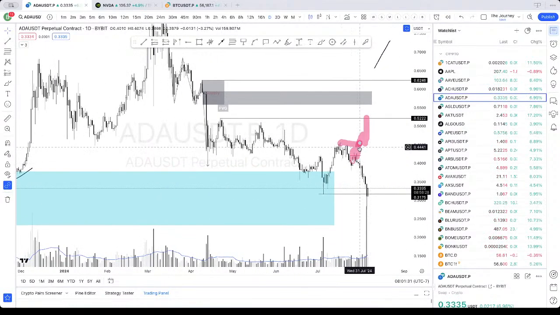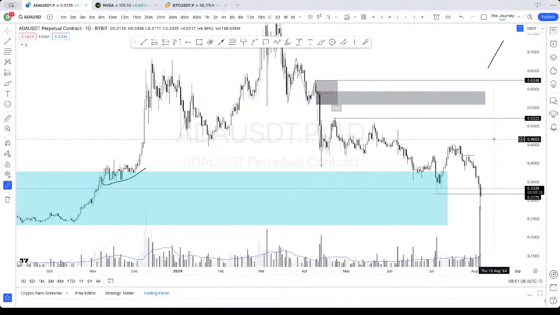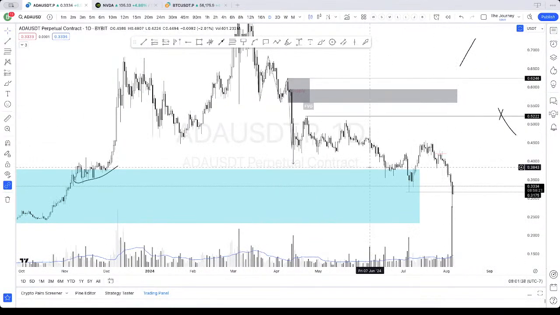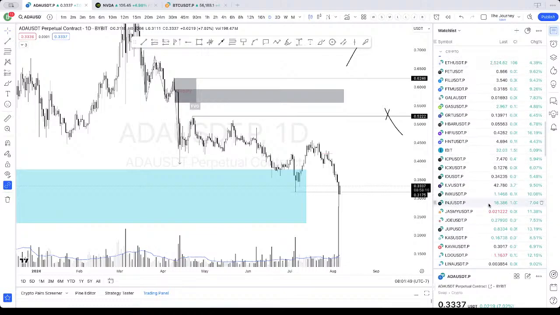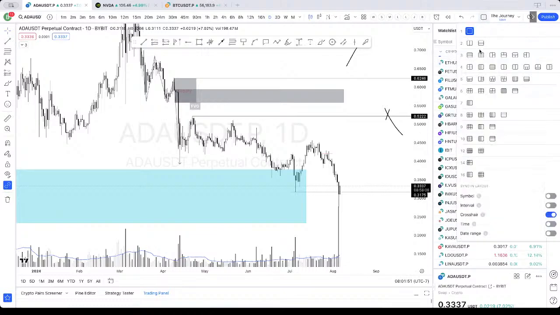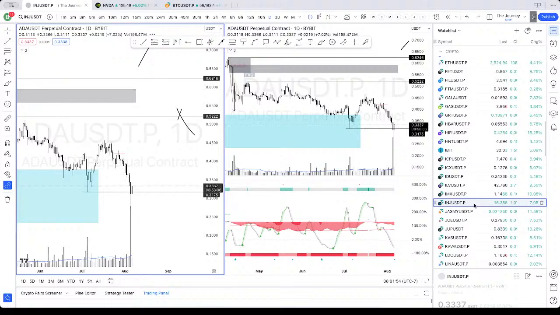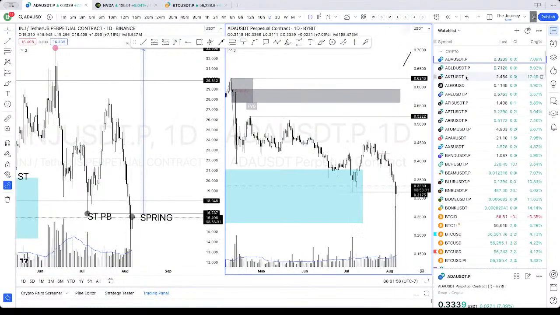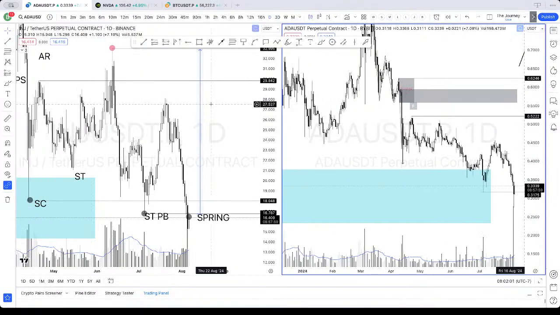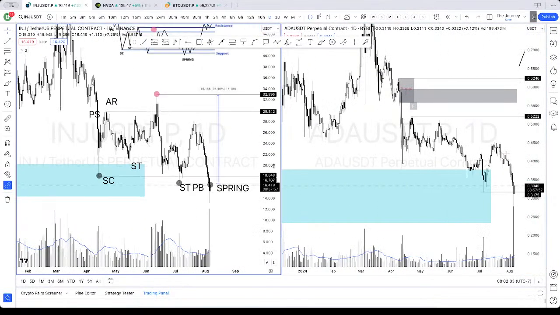Yeah, looks like an accumulation model. God damn, it does. Looks similar to the accumulation model I was looking at on INJ. Do we still have that INJ? Let's do this, let's split these charts. Let's bring in INJ and see if I still have the labels on it. I do. Let's see if we can make any comparisons between the two of these.